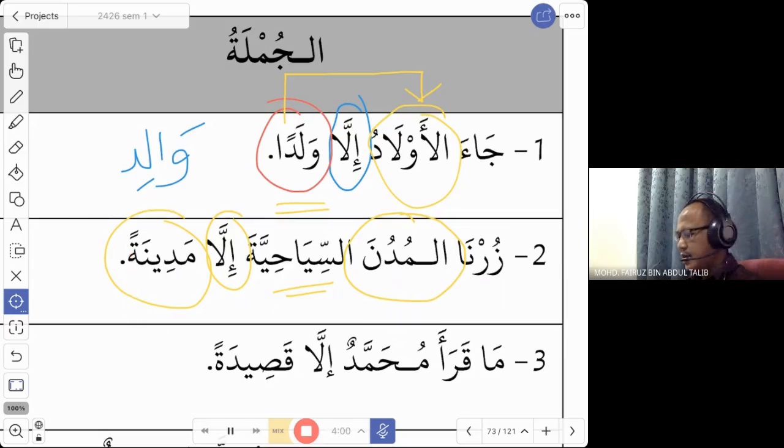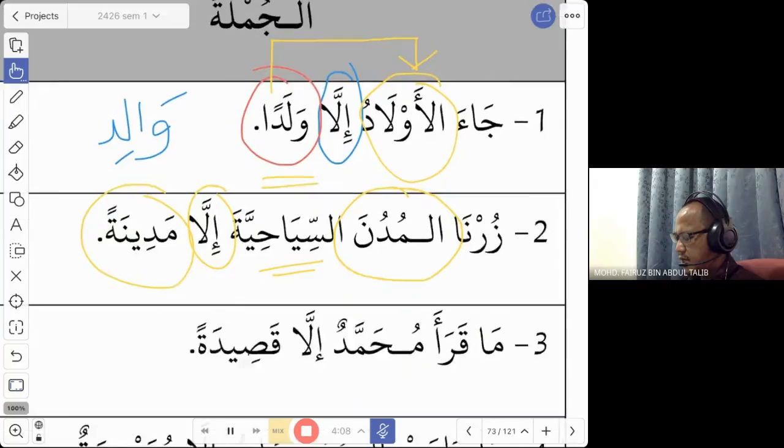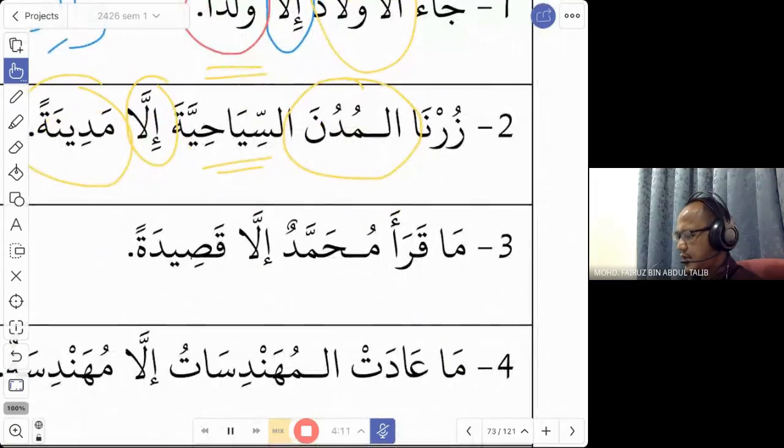Okay, good. Now, number 3. Ma qara'a Muhammadun illa qasidatan. Ma qara'a Muhammad illa qasidatan. Okay, what is the meaning of the sentence? What about Muhammad?